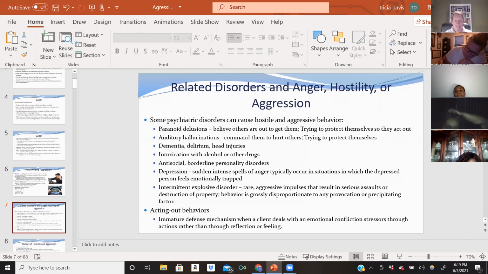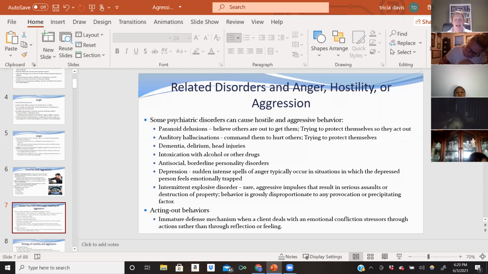So they act out by being hostile and being aggressive. We know that intoxication with alcohol or other drugs, there's always the potential there for people to lose control and become hostile or aggressive. Patients that are antisocial with borderline personality disorders, they're also at risk for developing anger and hostility issues. Patients that suffer from depression, sometimes they have a sudden intense spell of anger. We usually see this in situations where they feel emotionally trapped, and that's how they handle things. They all of a sudden just get very hostile and aggressive. It's very sudden. It comes out of nowhere.